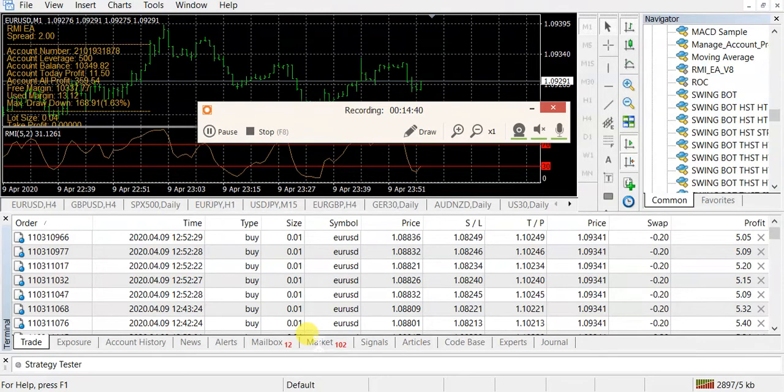Look at the market loading. I'm actually connecting to the internet. So this is kind of where people sell their robots and all that stuff. And you know what? Robot trading does make money.